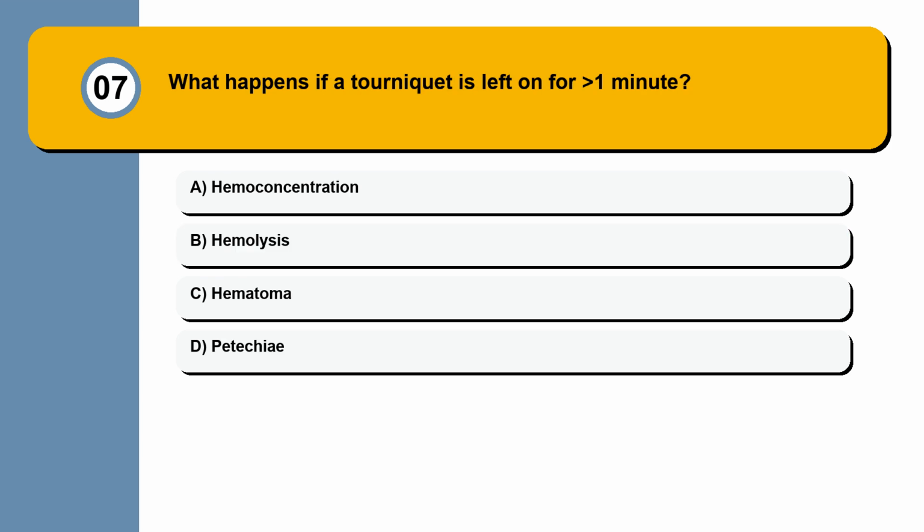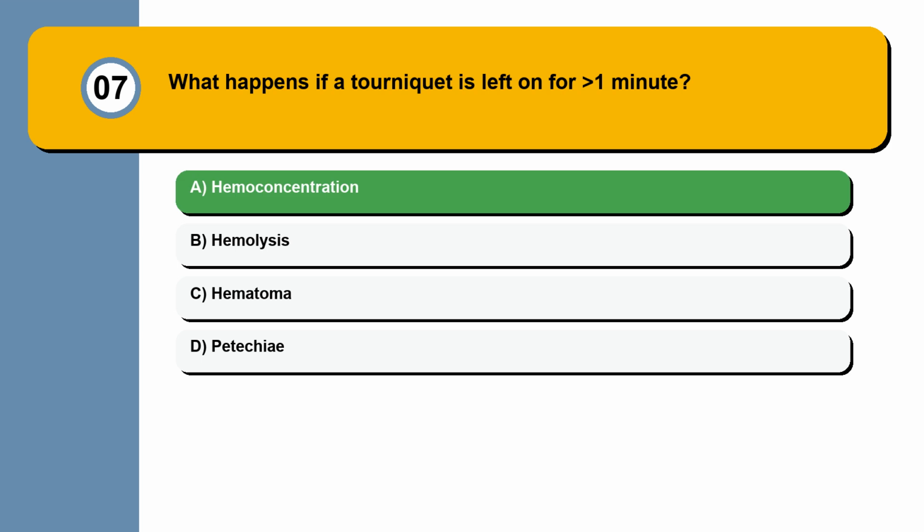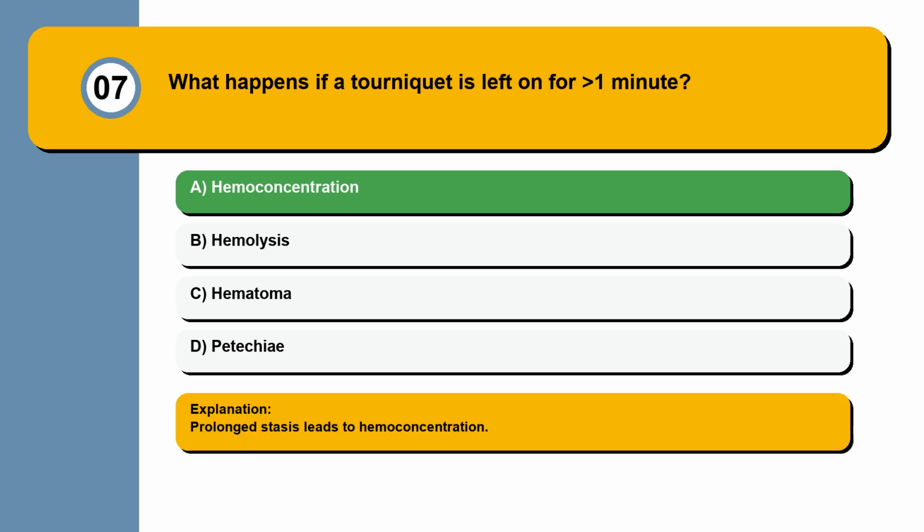Question 7. What happens if a tourniquet is left on for 1 minute? Hemoconcentration, hemolysis, hematoma, petechiae. Prolonged stasis leads to hemoconcentration.